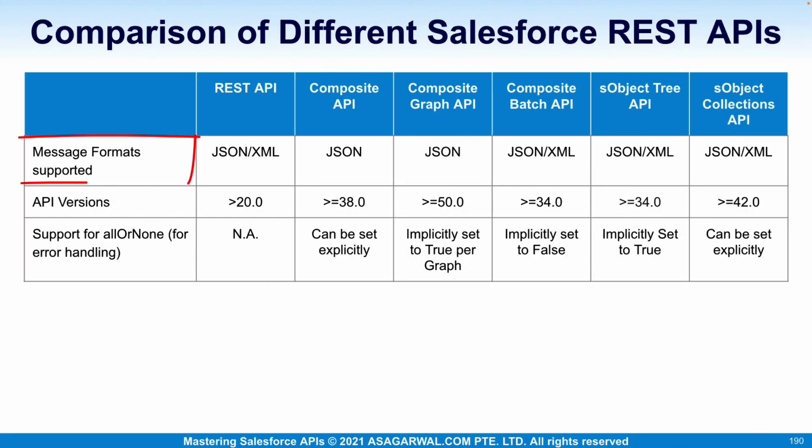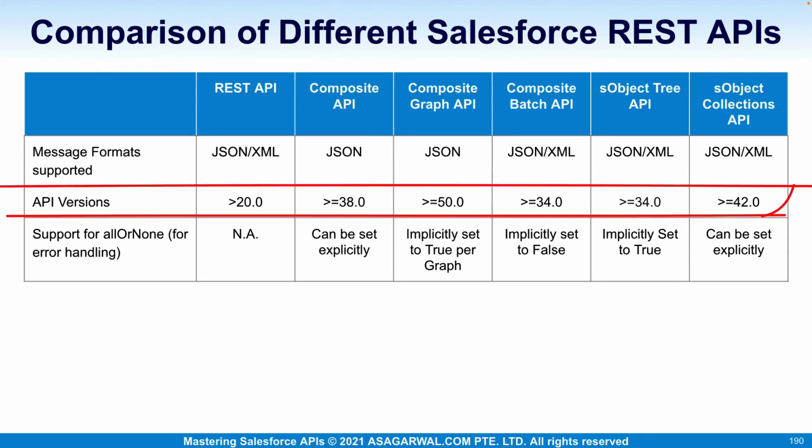In terms of message format, Composite and Composite Graph APIs support JSON only, whereas all other APIs support both JSON and XML. And these are the Salesforce versions in which these APIs were first introduced.